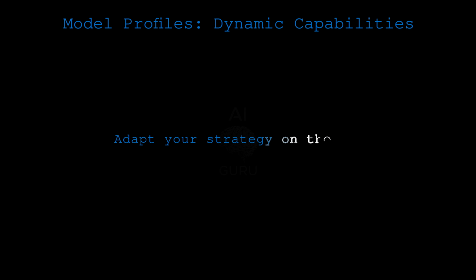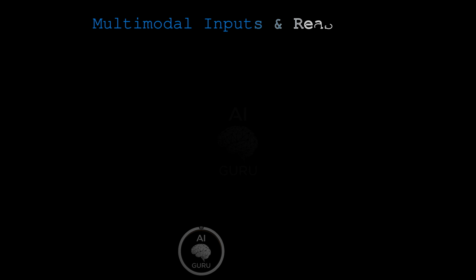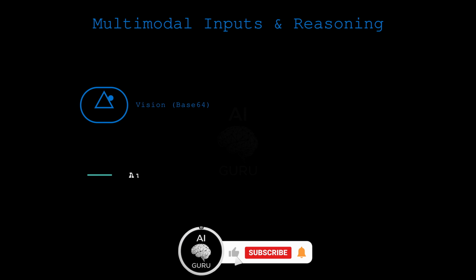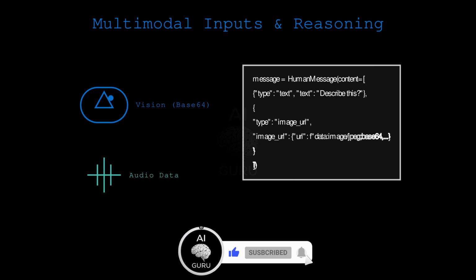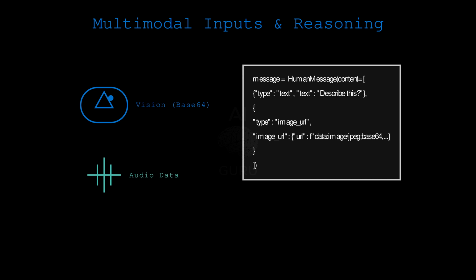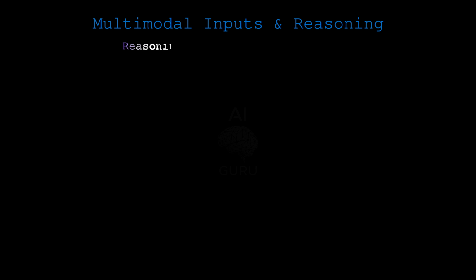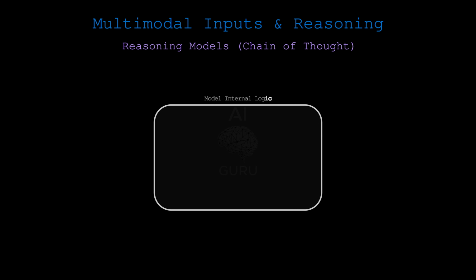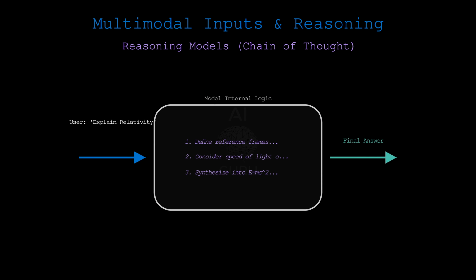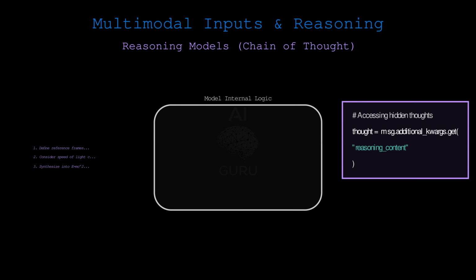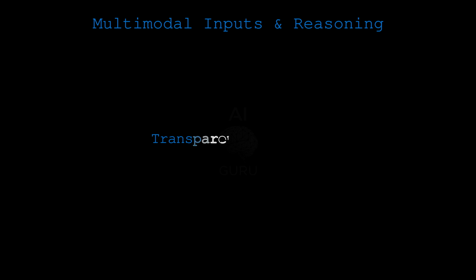Smart. Next up, multimodal inputs. Seeing and hearing. You're not limited to text anymore. You can pass base64 encoded images, audio. You could just say, describe this picture, and pass the image data right in the message. Reasoning models. I'm seeing more of these. Yeah, these are models that show their work. They generate hidden thinking steps before giving you the final answer. For some models, LangChain lets you access those steps, which is great for understanding how it reached a conclusion.